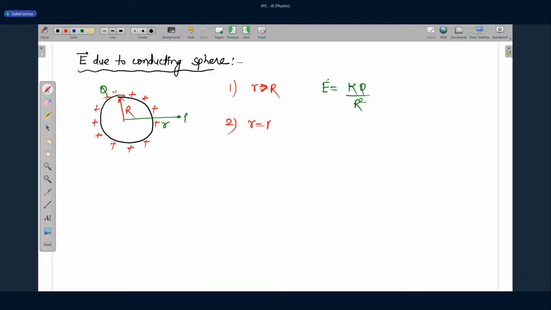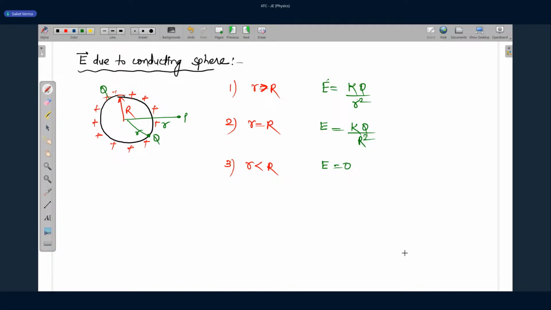Now when you calculate for r equal to capital R, means that your point of interest will be somewhere on the surface, then the electric field will be kq by r square, which is now kq by capital R square, because this small r has become capital R. Now when you try to find the electric field inside the sphere, then the electric field will be zero, because the charge does not exist inside the closed surface or inside this conducting sphere.